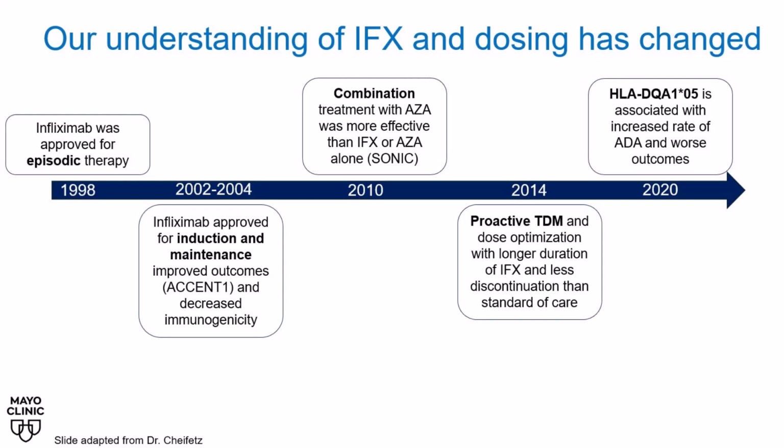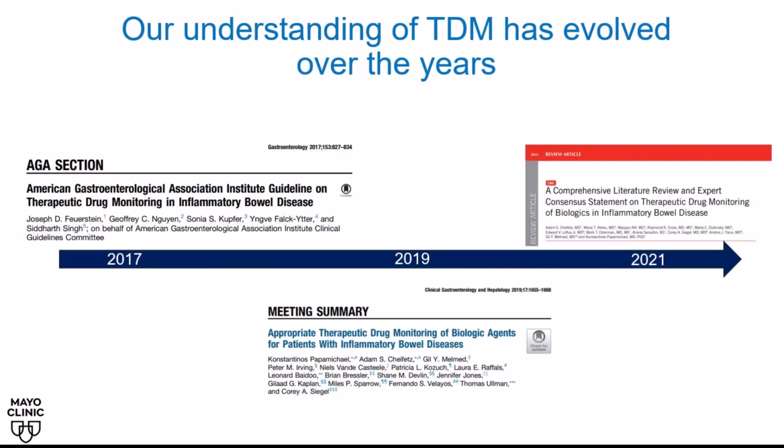In 2014, 11 years ago, we start to see the introduction of proactive drug monitoring, and dose optimization was associated with less discontinuation than standard of care. I'll show you some of that data as well. Then, fast forward to the last 5 years, a lot of studies in both the pediatric and adult population using the PANTS consortium found that HLA-DQA1*05 was associated with an increased rate of formation of anti-drug antibodies and with worse outcomes. So maybe that helps inform which patients we should never have been using episodic infliximab therapy on 30 years prior.